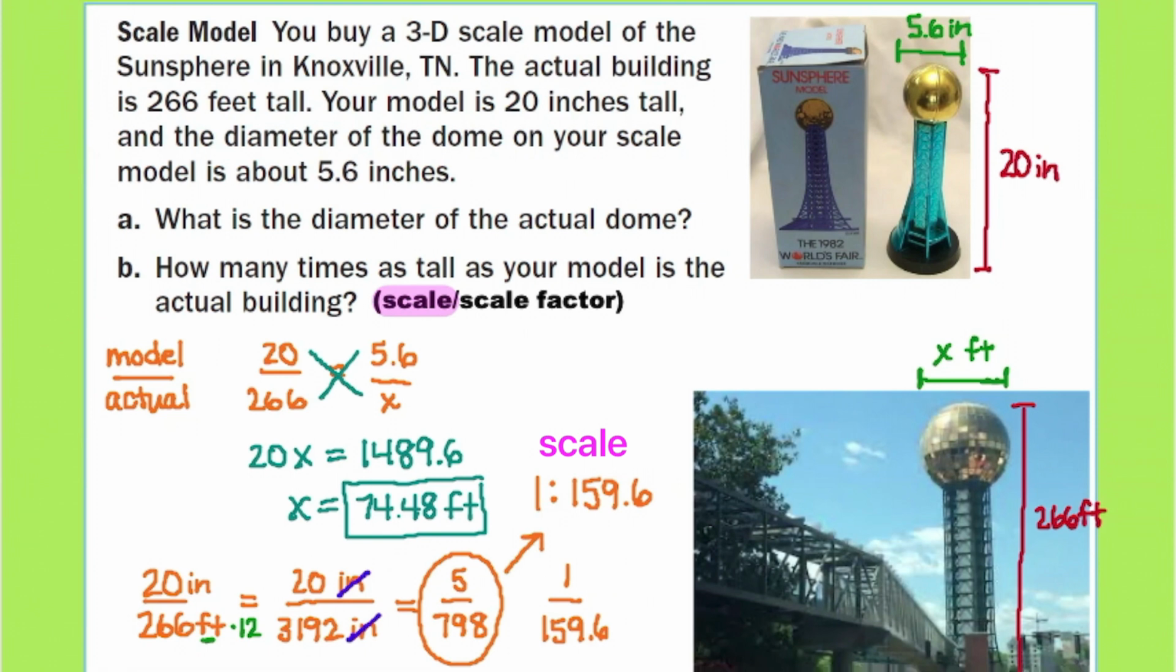So that's my ratio. If I were to actually say what is the scale factor, I'm looking at what is the multiplier going from the model to the actual. So 159.6 is often called the scale factor. It just talks about what the multiplier is to go from small to large when you're talking about length.